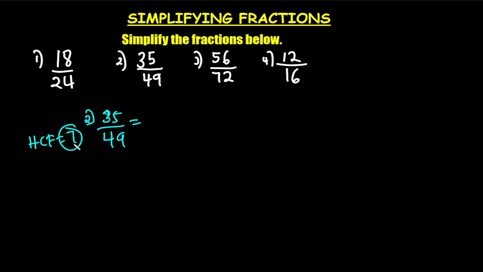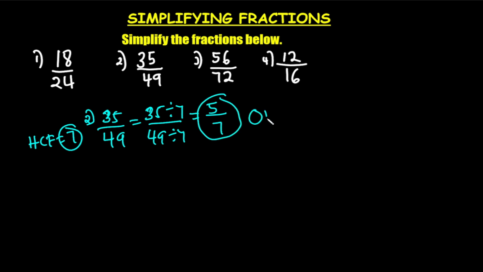And then after you've gotten the HCF, you divide both the numerator and the denominator by the HCF. So 35 divided by 7, and then 49 divided by 7. 35 divided by 7 is 5 because 5 times 7 will give you 35. And 49 divided by 7 is 7 because 7 times 7 will give you 49. Now I am done. Here is the answer.